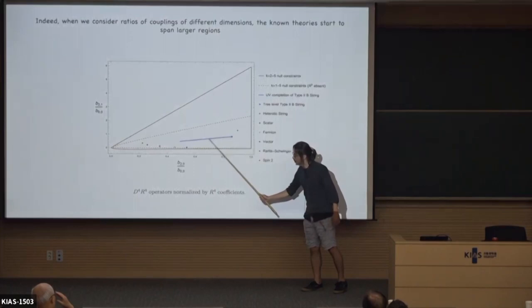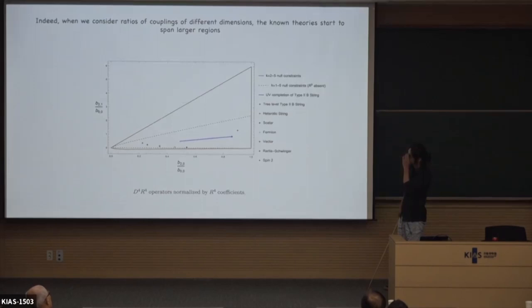Thank you. And maybe, spoiler, are you going to show us also any bound on the coefficient of R squared and R cubed? Can you say anything from the bootstrap? Because those vanish in type 2b.